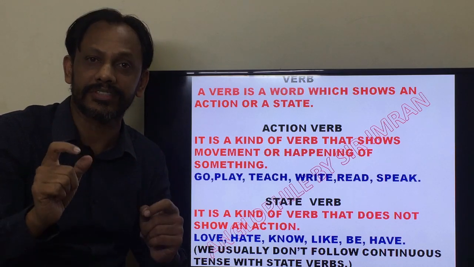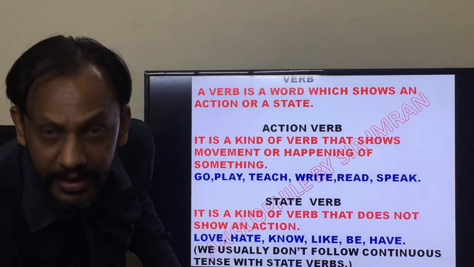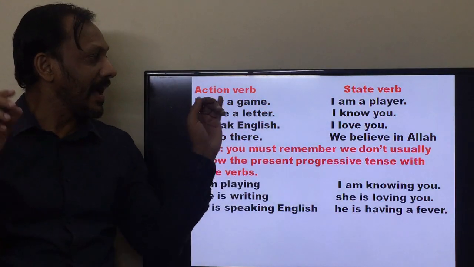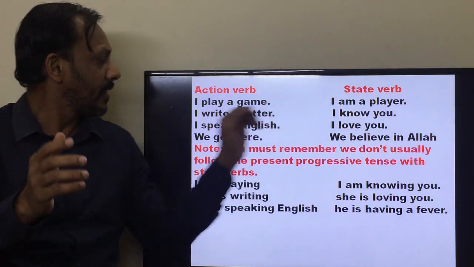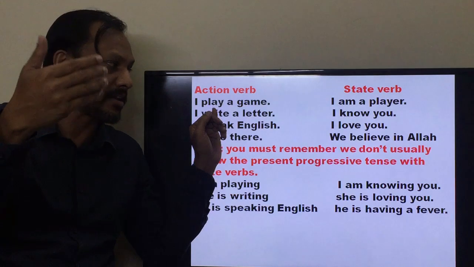I mean a stative sentence. Let me give an example here. Here we go. See, an action verb and a state verb. Like, I play a game. Play is a word that shows an action, it is an action verb.